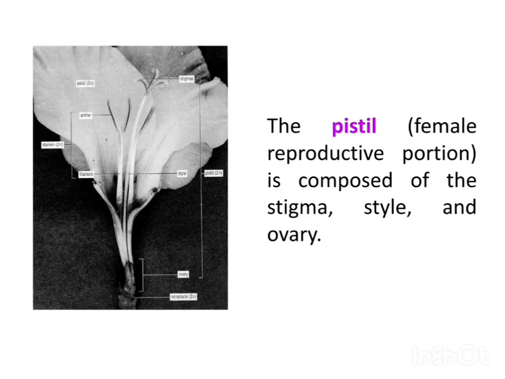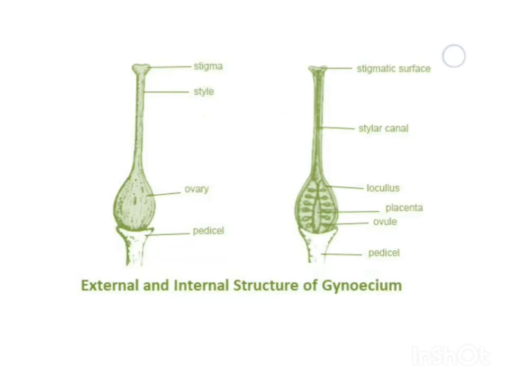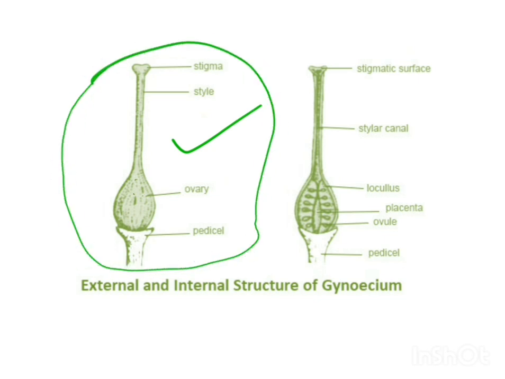Next, the pistil or female reproductive part consists of three individual structures: stigma, style and ovary. So it looks like this. It is the external morphology of your female reproductive part or one carpel, and this is the internal structure of the carpel. Here it is called the stigma. It is the receptive part which receives the male gametes during pollination for fertilization.